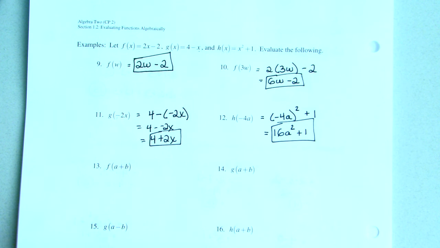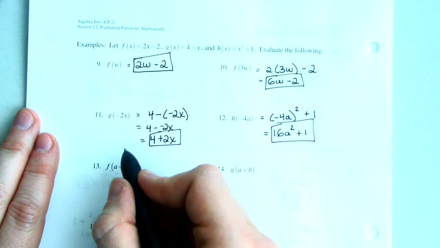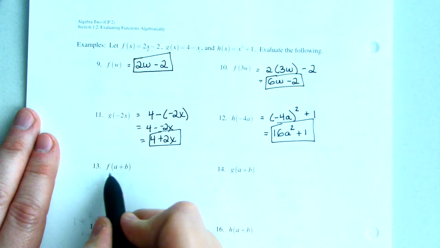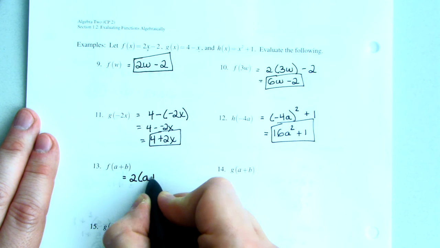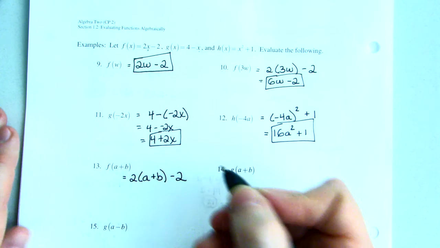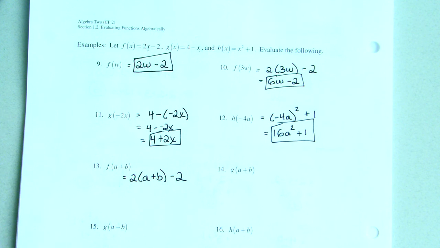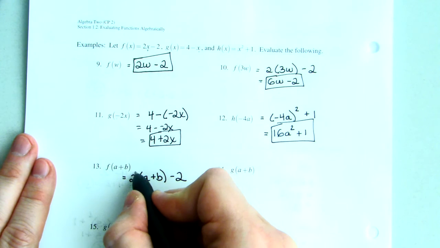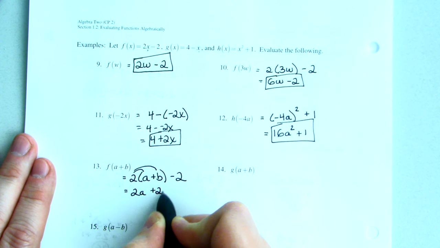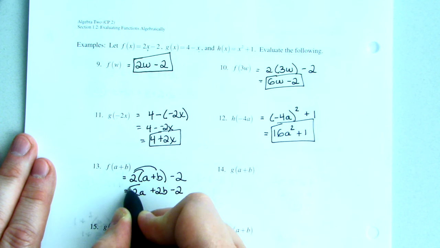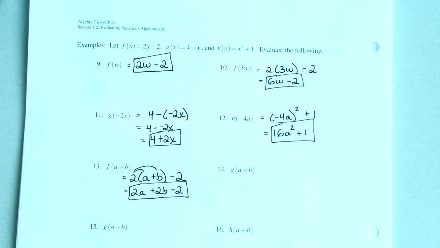Number 13, f of a plus b. Well, I'm going to replace my x with the more complicated a plus b, and I'm going to stick it in parentheses. I'm going to get 2 times in parentheses a plus b minus 2. To simplify this, what are we going to have to do next? We need to go and distribute the 2. When I do that, I'm going to get 2a plus 2b minus 2. That's my final answer. What happens if you plug a plus b into the f function? You get 2a plus 2b minus 2.